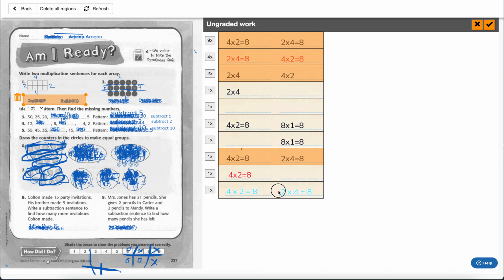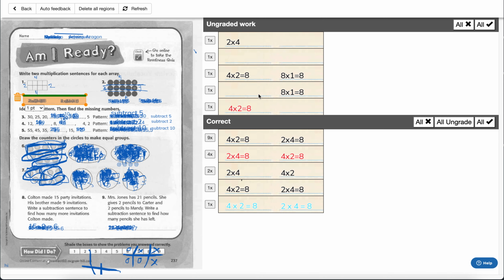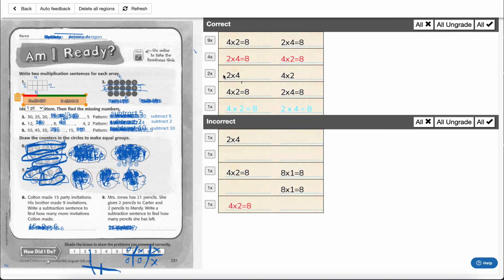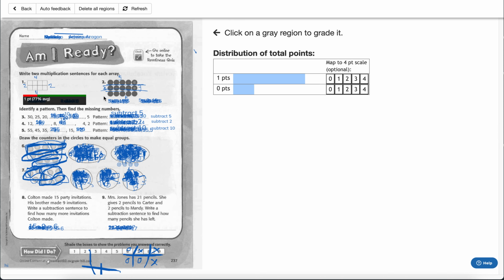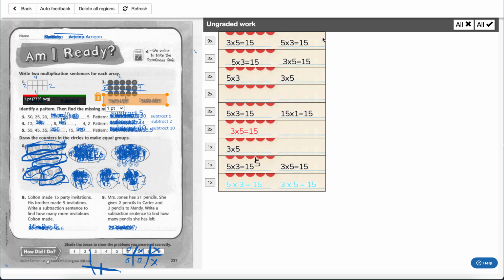But here, these are correct. So I'm going to say all of these are correct. Everything else left over, I'm going to say is wrong. Click away from it. And let's do the same thing with the next region. Again, 3 times 5, 5 times 3 I'm going to accept. But nothing else. Everything else I'm going to say is wrong.